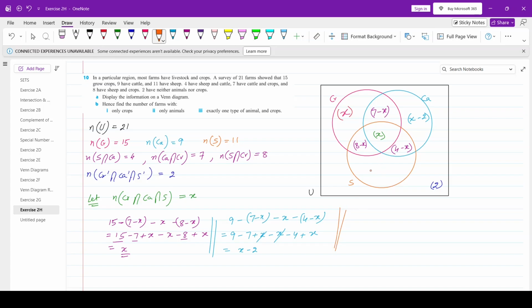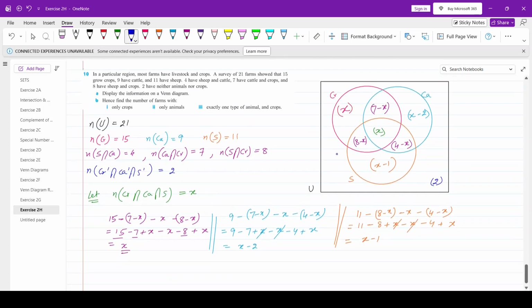Similarly, this number over here is going to be 11 minus 8 minus X minus X minus 4 minus X, which is going to be 11 minus 8 plus X minus X minus 4 plus X. So this X will cancel this X out, and hence 11 minus 8 is 3, and 3 minus 4 is going to be minus 1. So this is going to be X minus 1.